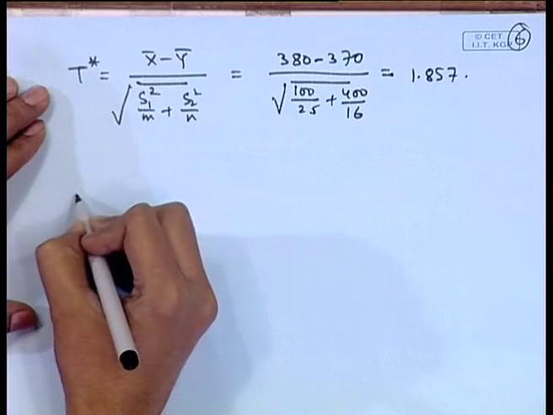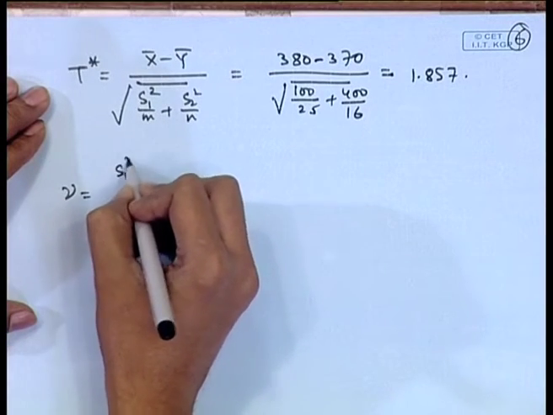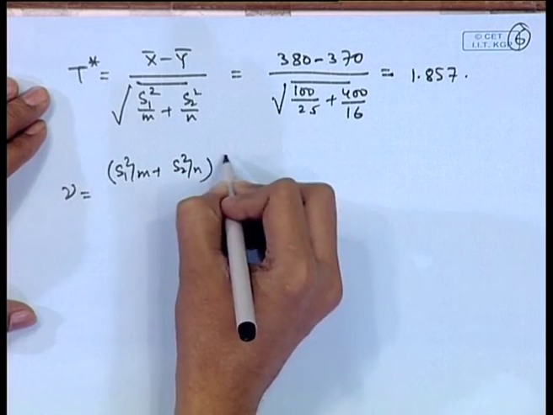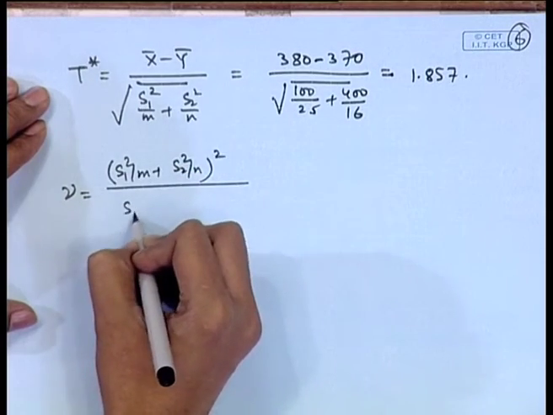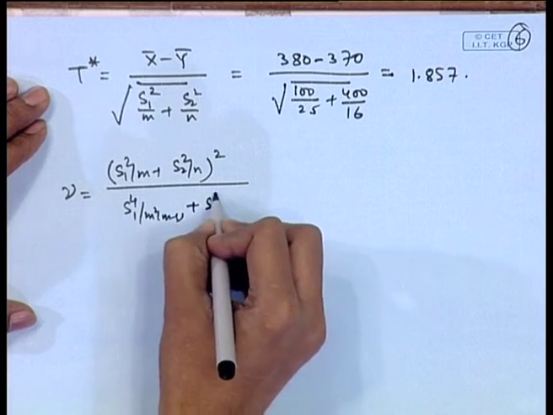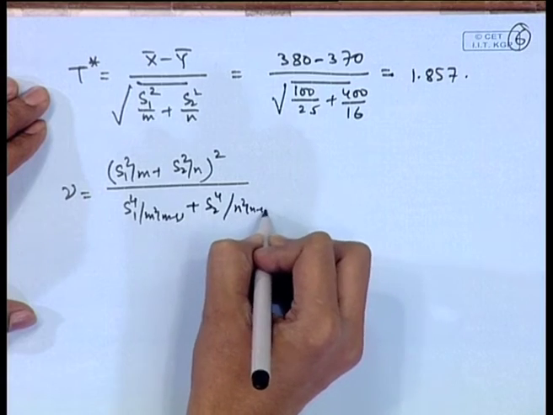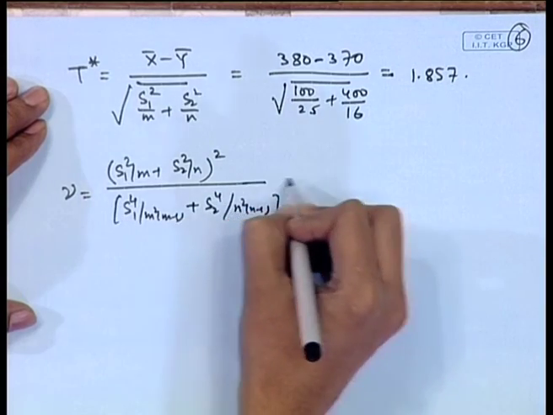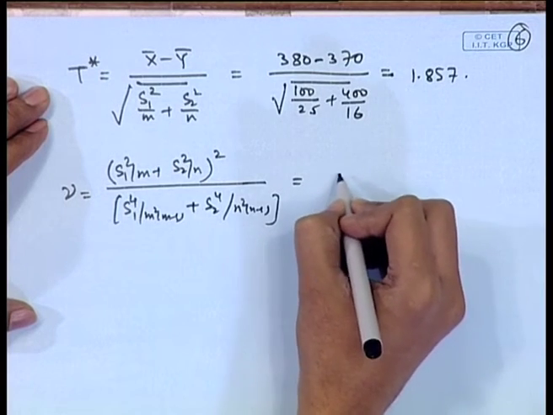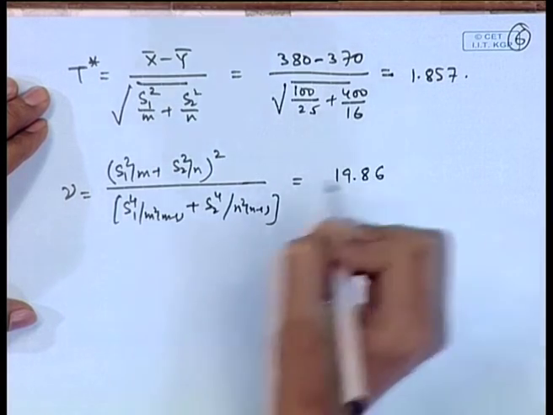Now, the calculated value of T star has to be compared with the T distribution on nu degrees of freedom. Nu was given by (S1 square by m plus S2 square by n) whole square divided by S1 to the power 4 by m square into (m minus 1) plus S2 to the power 4 by n square into (n minus 1). After substitution of the values given here, we obtain this value to be 19.86.